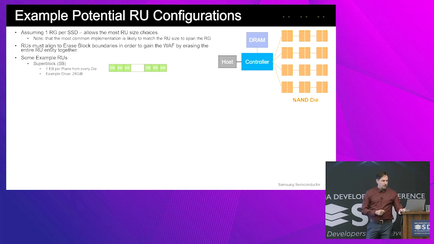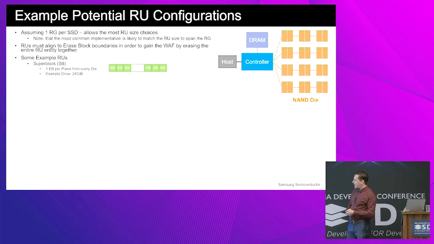Some RU examples. One is what I call a super block size, where there's one erase block per plane from every die, and I've drawn it here in green on the NAND die. You'll see it here. This is very large. In the example drive that I put in the background area, it's 24 gigabytes, so it is very large.